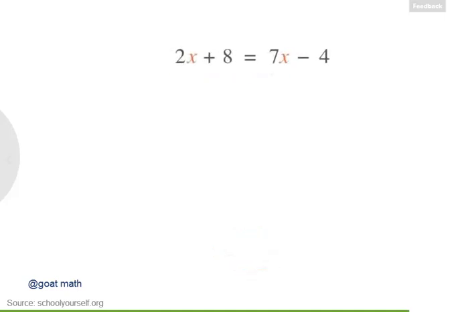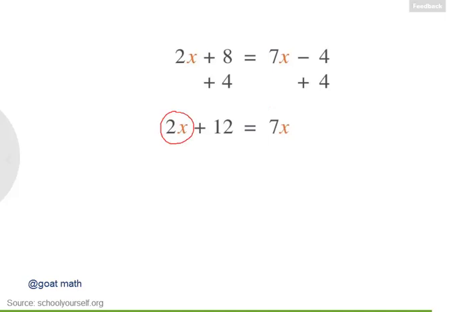Try one more example. 2x plus 8 equals 7x minus 4. Try solving this one step at a time, and you should start by combining the like terms. Excellent work! One way to solve this is to first add 4 to both sides. So on the left we have 2x plus 12, and on the right we have 7x by itself.